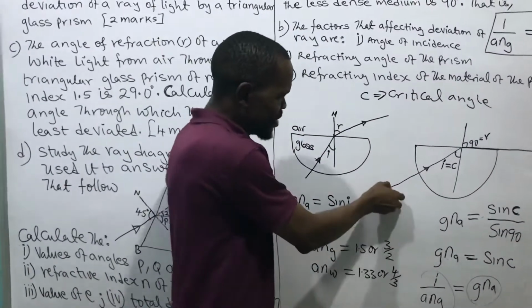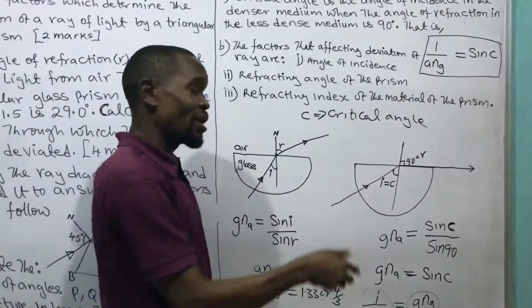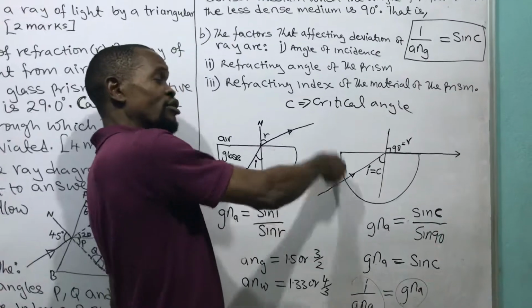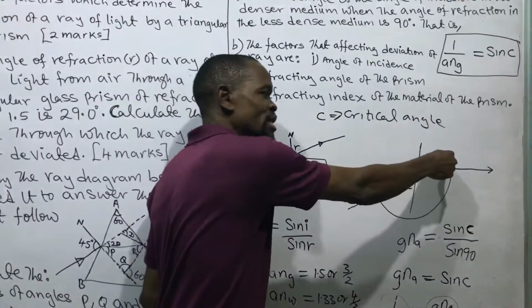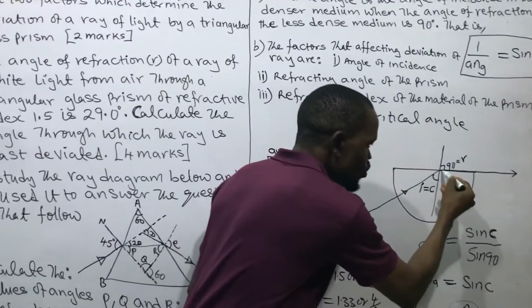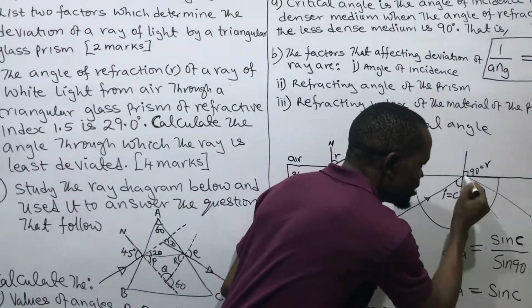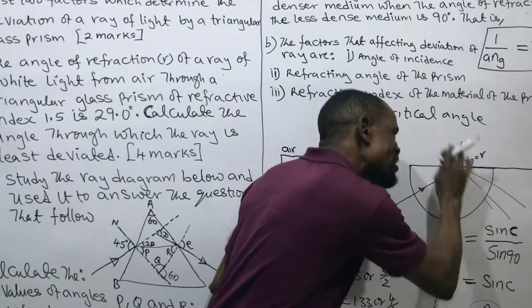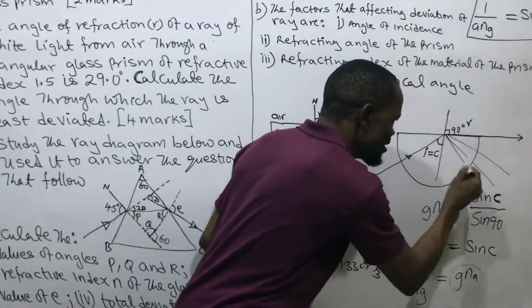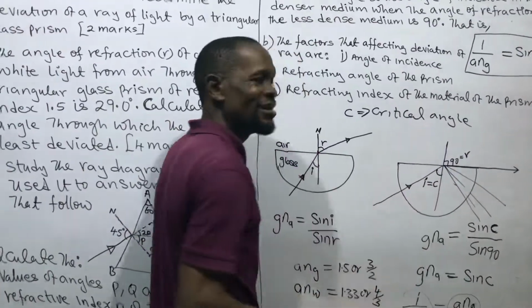If I increase this more and more, as I've achieved getting the critical angle and I continue to increase this angle, what will happen? This ray will continue going in. As I increase it, it will go like this. Increase it, it will go like this. And as I increase it more, it will go like this. And this is what we call total internal reflection.